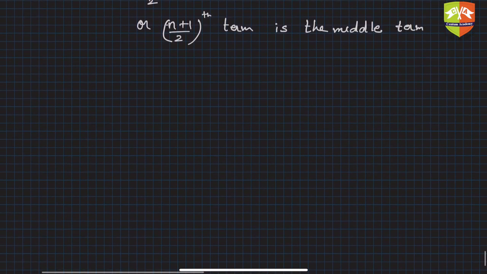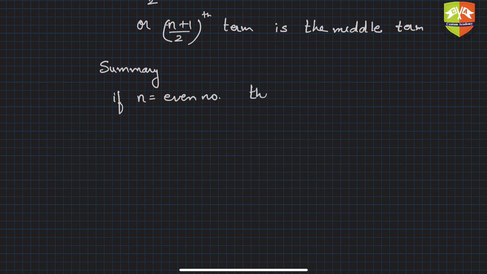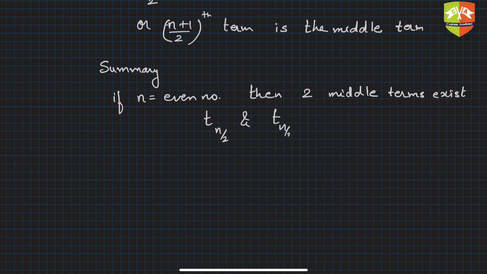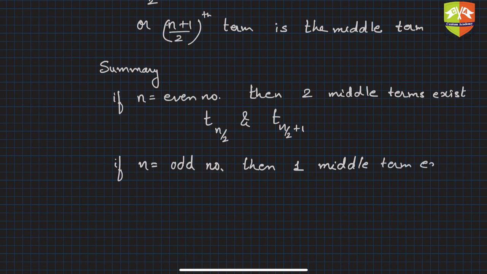So just a summary of the discussion. If n is even, then two middle terms exist. Please remember which: Tn by 2 and Tn by 2 plus 1. And if n is an odd number, then one middle term exists at what location? T of n plus 1 by 2. So keep this in mind.